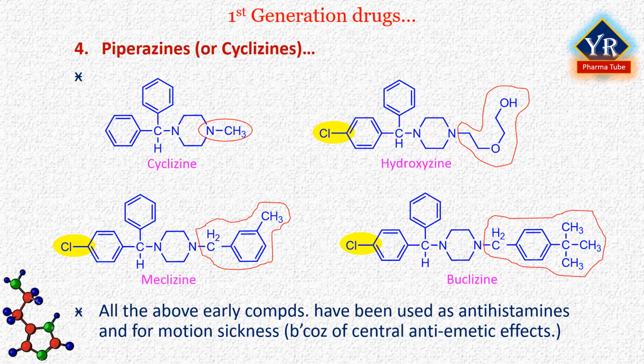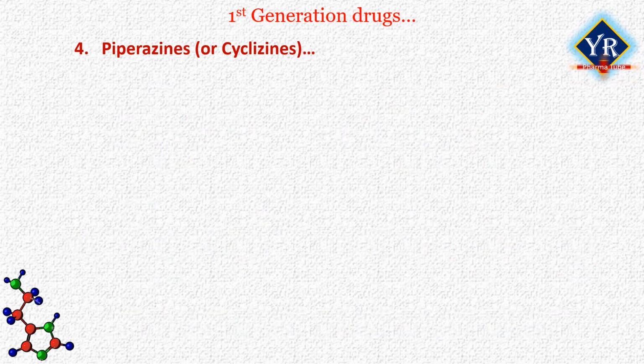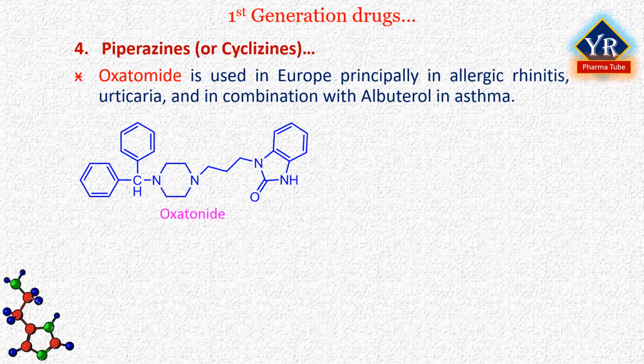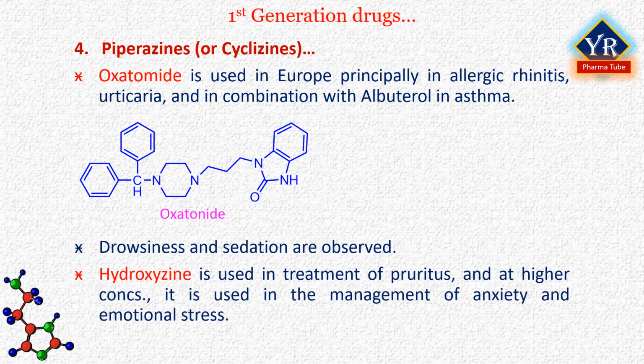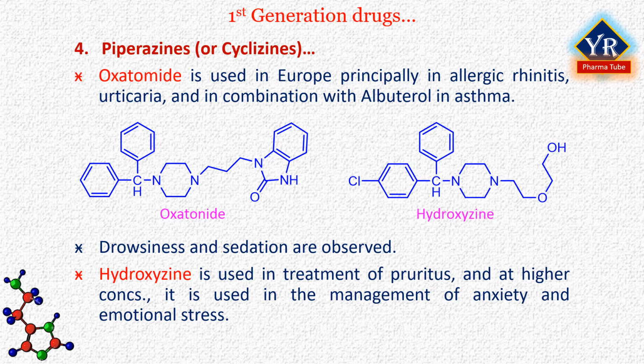Although teratogenic effects of cyclizine and meclizine have been observed in rodents, large studies have not demonstrated adverse fetal effects in humans. However, these agents are used cautiously in pregnant women and children. Oxatomide is used in Europe principally in allergic rhinitis, urticaria and in combination with albuterol in asthma. Drowsiness and sedation are noted. Hydroxyzine is used in the treatment of pruritus, and at higher dosage it is used in the management of anxiety and emotional stress.